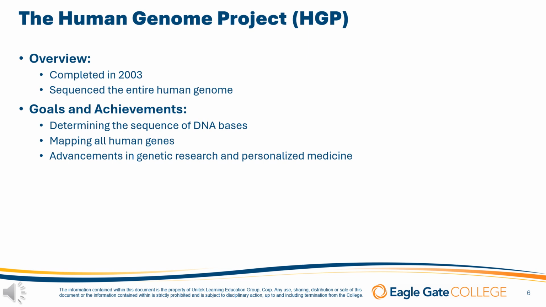This approach involves tailoring medical treatment to the individual characteristics of each patient based on their genetic profile. For example, pharmacogenomics is a field that studies how a person's genetic makeup affects their unique response to drugs. This knowledge allows for the selection of medications and dosages that are the most effective and have the fewest side effects for each individual. So, the completion of the Human Genome Project marked a significant milestone in science and medicine.